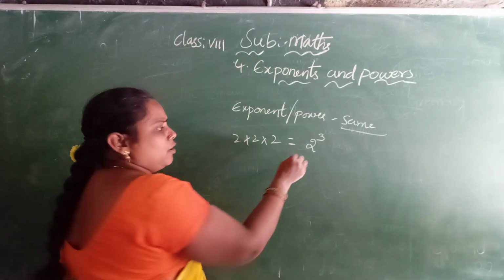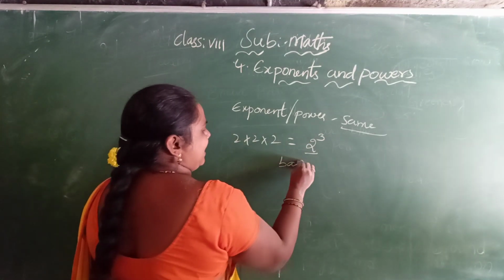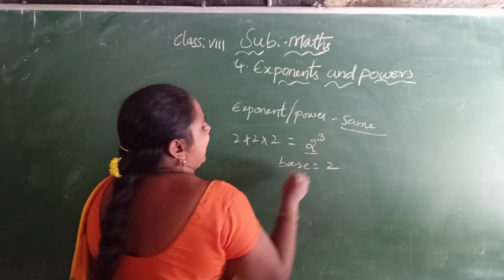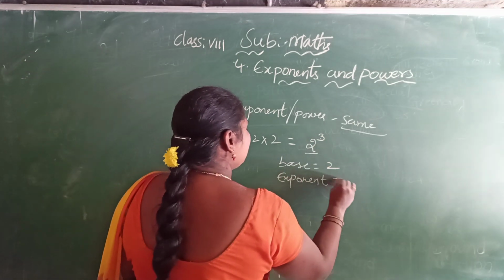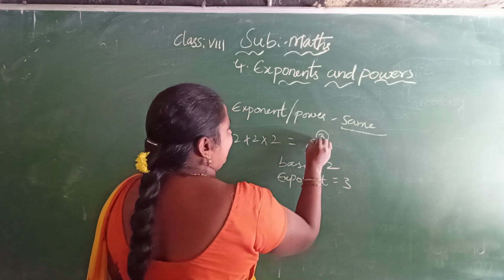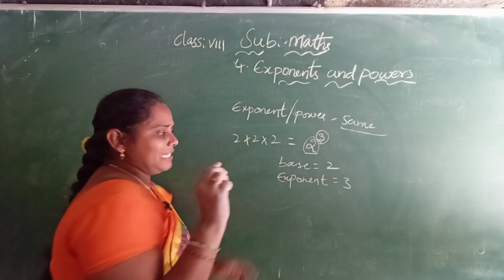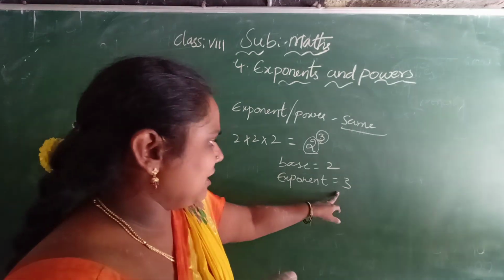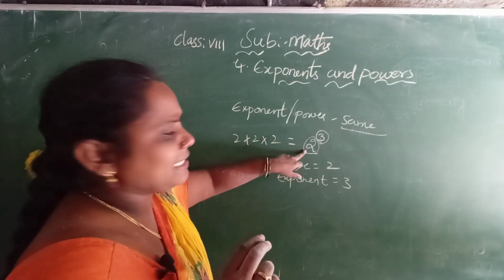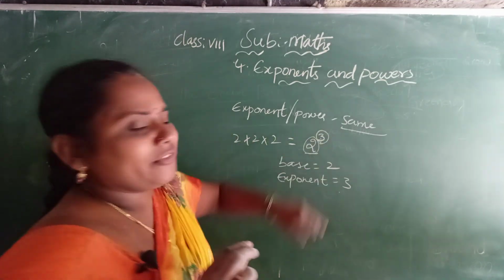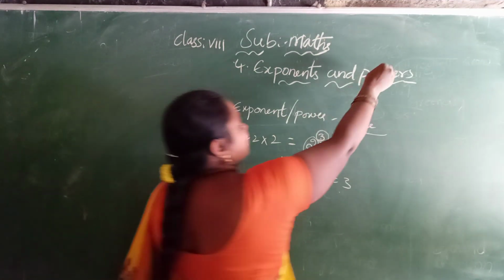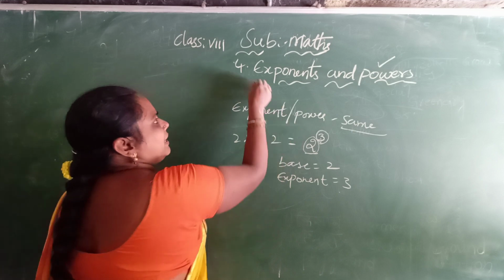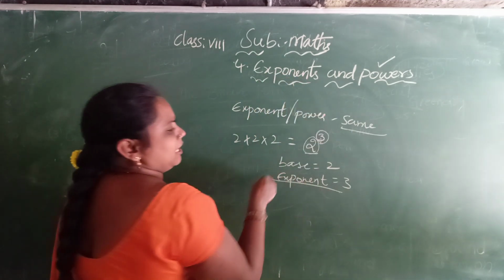So here I will take 2 as the base. Here 2 is the base and the exponent is 3. Right? Exponent is 3, base is 2. So if I am reading this, it is 2 to the power of 3. For reading purpose I am using the term power, and for writing purpose I am writing the term exponent.